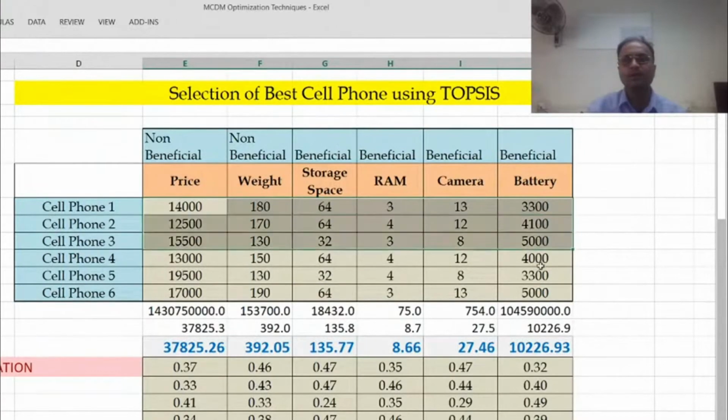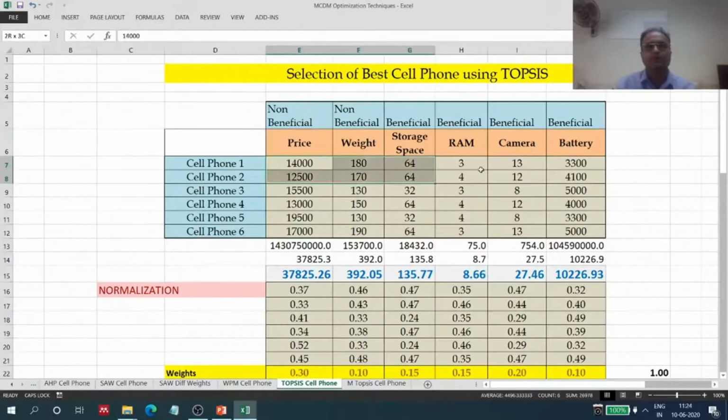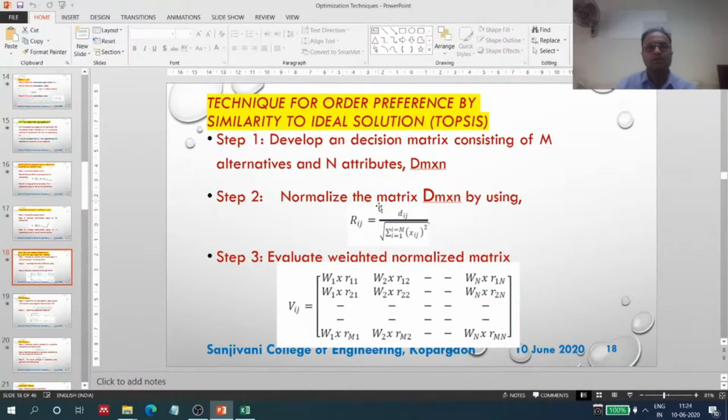We are given all these performance values of all the attributes. Cell phone 1 has its price 14,000, weight 180 grams, then storage space 64 GB and so on. So these are the attribute values for cell phone 1. Similarly, these are the attribute values for cell phone 2 and so on. This is the given decision matrix. So we see all these are the given performance values. The second step is to normalize the decision matrix.